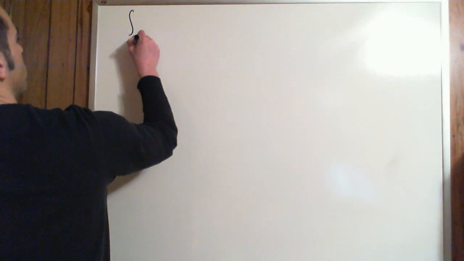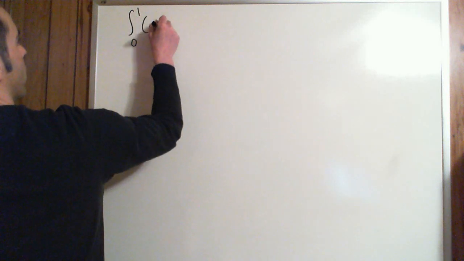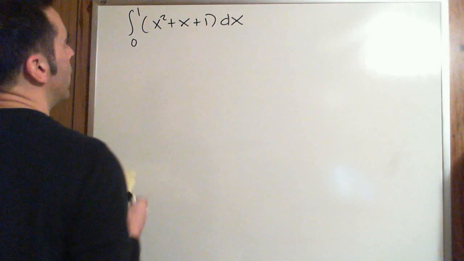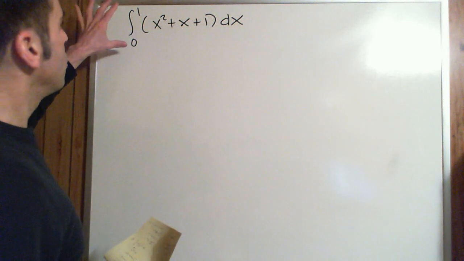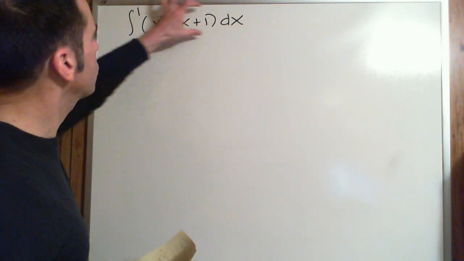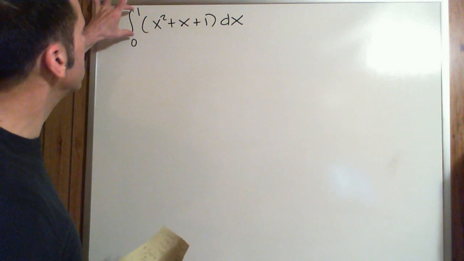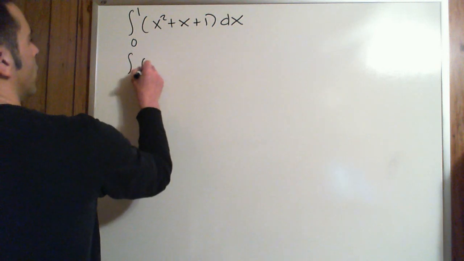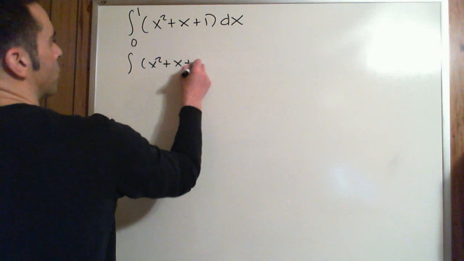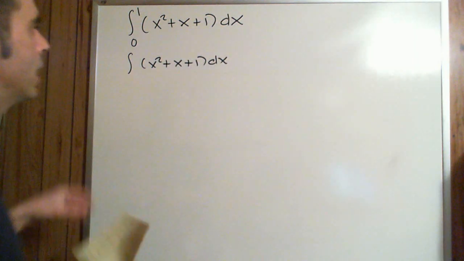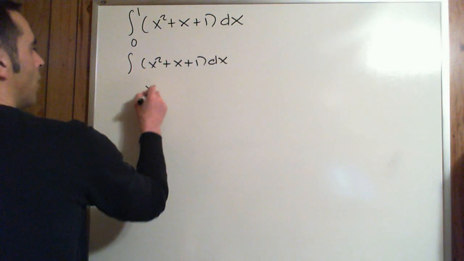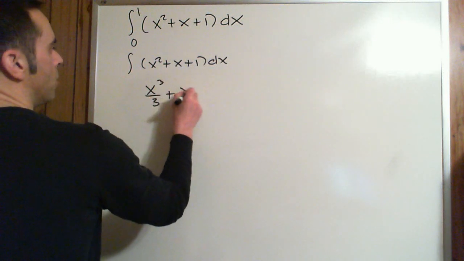Okay, so what we're going to do is, if we have the definite integral from 0 to 1 of x squared plus x plus 1 dx, focus on this right here. Ignore these limits for right now. If we were to take the antiderivative of x squared plus x plus 1 dx, we know that individually each is x to the nth power, so we increase the power by 1 and divide by the new power.